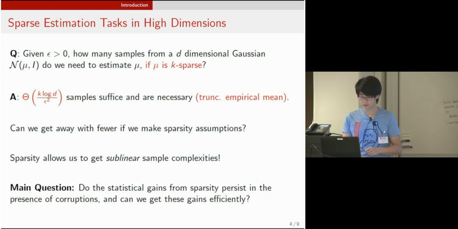And the main question of this paper is, do the statistical gains in these sparse settings persist when you have epsilon corrupted samples? And can we get these gains using efficient algorithms? So this is the central question that we address.